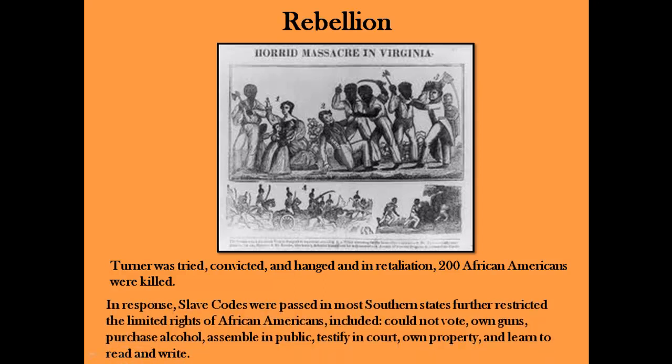The response to any slave rebellion was always the same. The government passed stricter laws on slaves and free African Americans. These slave codes limited what little rights African Americans possessed in an attempt to prevent them from organizing like Prosser and Turner did.